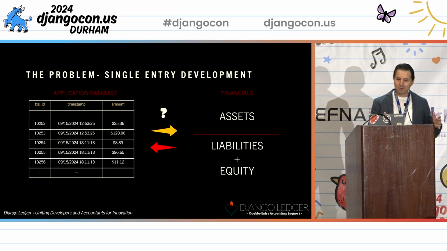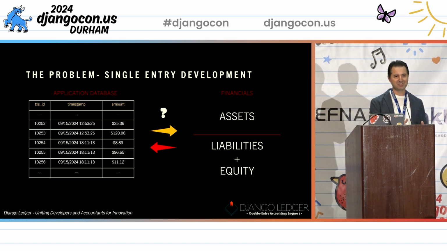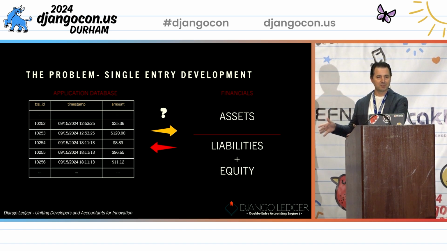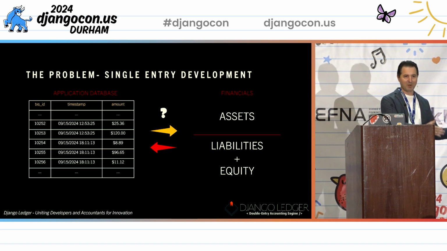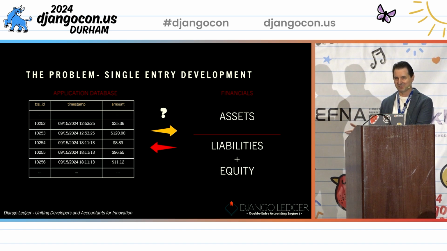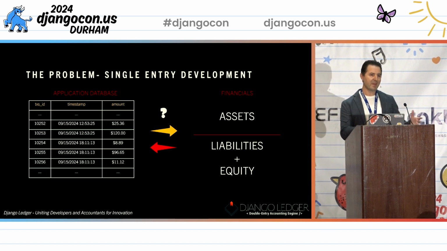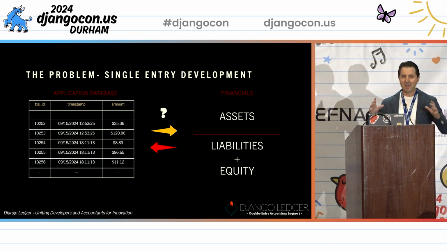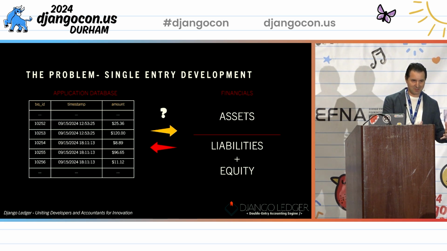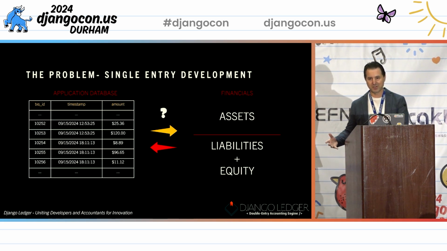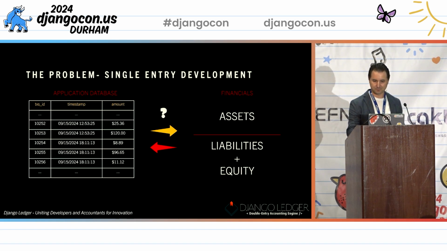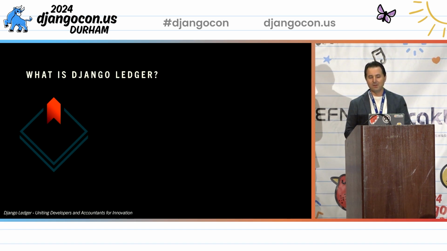Because if we knew exactly how these transactions funnel into the books from the moment they're originated, then we wouldn't have to deal with this translation problem between the application database and a financial statement. So this is the main problem that Django Ledger is trying to solve: being proactive in defining standard behavior so we can translate the application logic into financial logic from the moment it actually happens. So that's a mouthful.